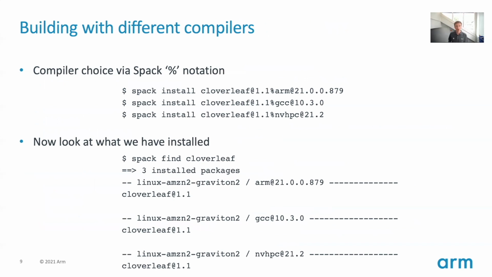Once Spack knows about a compiler, you use the % notation to tell it to use that compiler when it's installing some workload. So here's some examples of Cloverleaf. If you want to build and install Cloverleaf version 1.1 with each of the three tool chains that we have available, then you'd use some command that looks a bit like this. And having done that and they're built, you can say spack find cloverleaf, and it will show you three installations, each built with a different compiler.